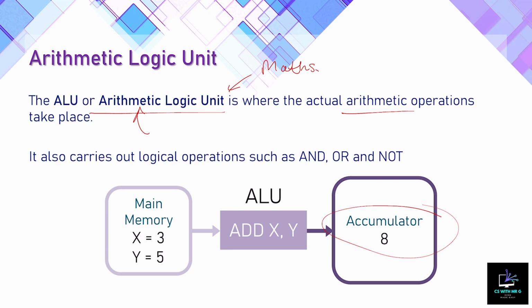As you can see in the diagram here, in main memory we've got two pieces of data: x equaling 3 and y equaling 5. The data is passed into the ALU with the instruction of add. So the ALU has received an instruction to add x and y. X contains 3, y contains 5, so the accumulator will simply store the answer 8. If the accumulator needs to do something with the number 8, it will pass it back to the CPU and then receive more instructions to do something with that number. So the accumulator will store the answer and the ALU is where the operations take place.